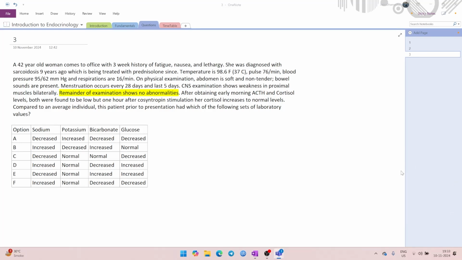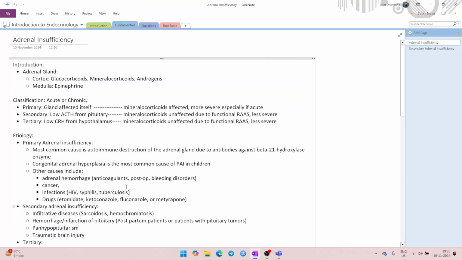So option A is referring to sodium decreased, potassium increased, bicarbonate decreased, glucose decreased. So this is what you see in primary adrenal insufficiency. This patient does not have primary. This patient has secondary. All right. So let's start with the theory now.